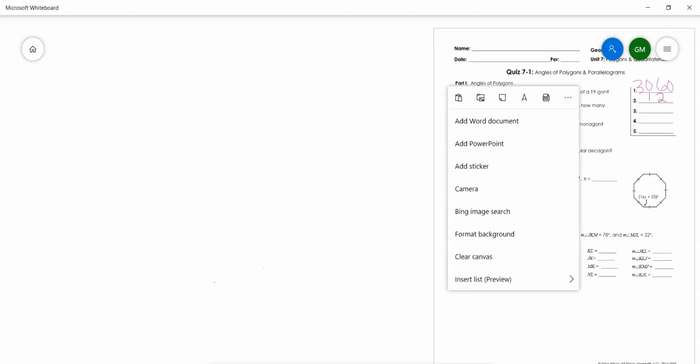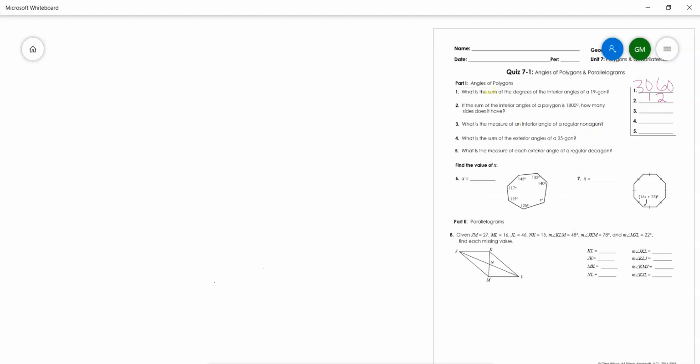Number 3 says, what is the measure of an interior angle of a regular nonagon? Keyword here is an interior angle, so we want to make sure we only care about one. Let's just underline an interior angle. And regular. Regular means they're all the same, and we only want one. Nonagon means there are 9 sides.